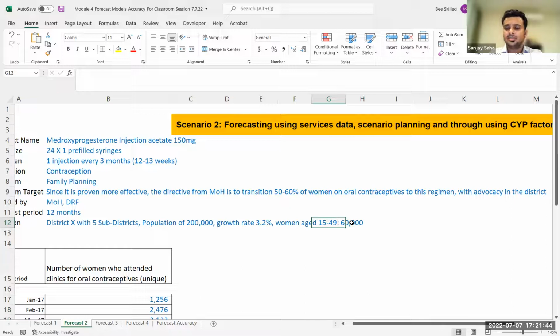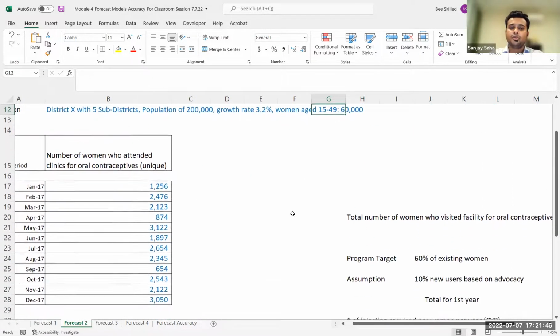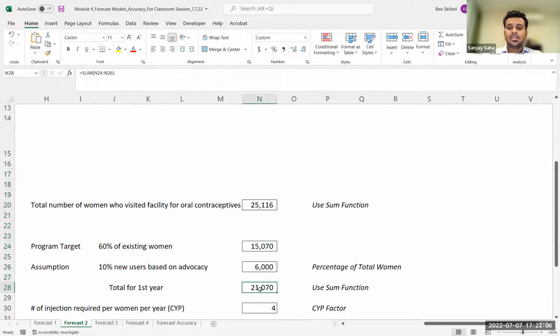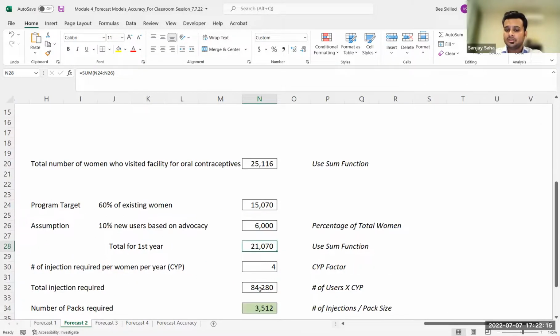So different assumptions can be taken, but the key data used here was services data. This was the main data set, which was converted into product quantities using something called a CYP factor. If we did not have the CYP factor, we would be stuck here: we need the product for 21,000 women, but we don't know how much product. So to do that, we need the CYP factor. This is how we convert services data into product quantities. In this particular case, we use the CYP factor. Okay.